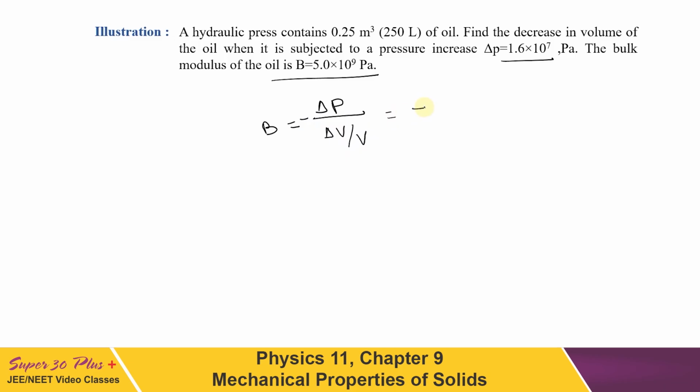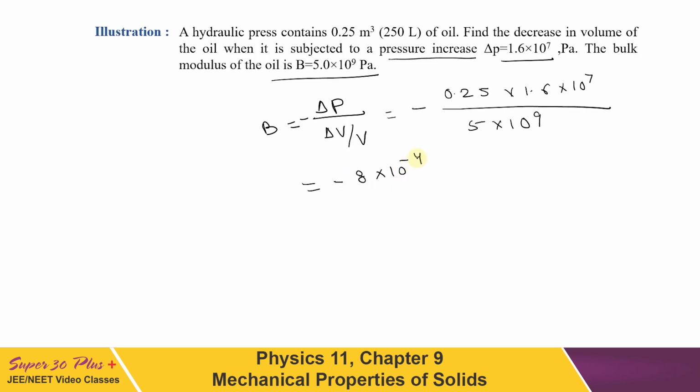So if I substitute all the numerical values, this will be 0.25 into 1.6 into 10 to the power 7 Pascal. Here directly pressure increment is given, so it can be directly put in the formula. Then it has to be 5 into 10 to the power 9. On solving all these values, we will get this to be equal to minus 8 into 10 to the power minus 4 meter cube. And so we can say that decrement in volume is equal to 8 into 10 to the power minus 4 meter cube.